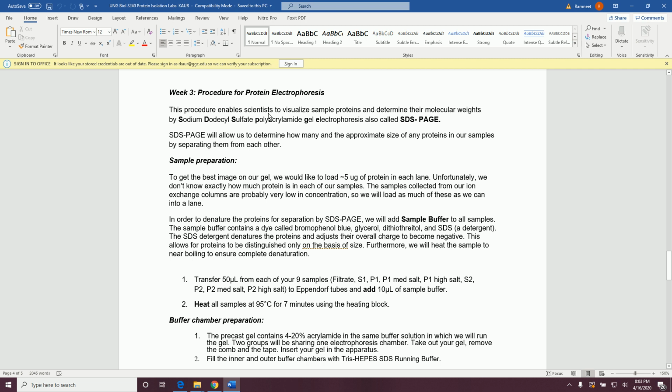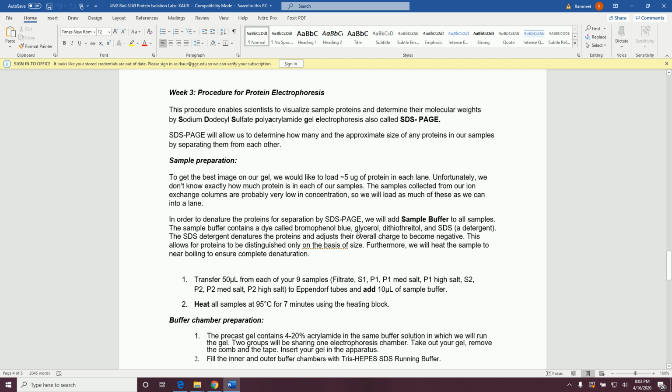At this point, we have the filtrate, we have S1, S2, P1, and P2. We also saved some before we passed P1 and P2 over the column, and we have collected the different fractions of P1 and P2 after passing through the columns. So we take these samples and we add a loading buffer.